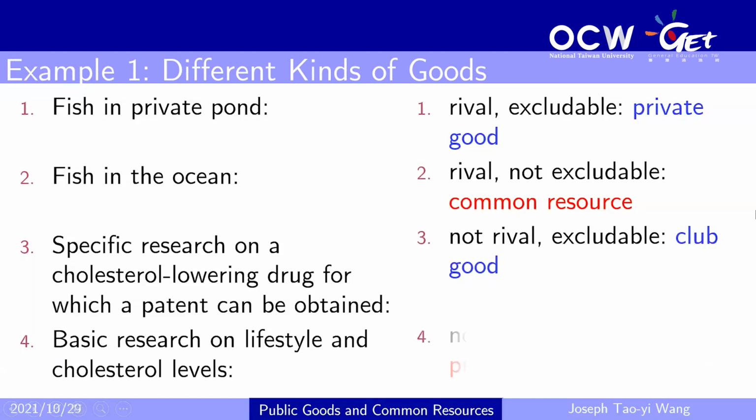Finally, basic research on lifestyle and cholesterol levels. This is basic knowledge, so it's not rival in consumption. Once it's discovered, anybody can enjoy this discovery. And it's also not excludable because once it's discovered, published, and made known, you cannot force other people to unlearn it. Once it's known, it's known. So it's a public good.